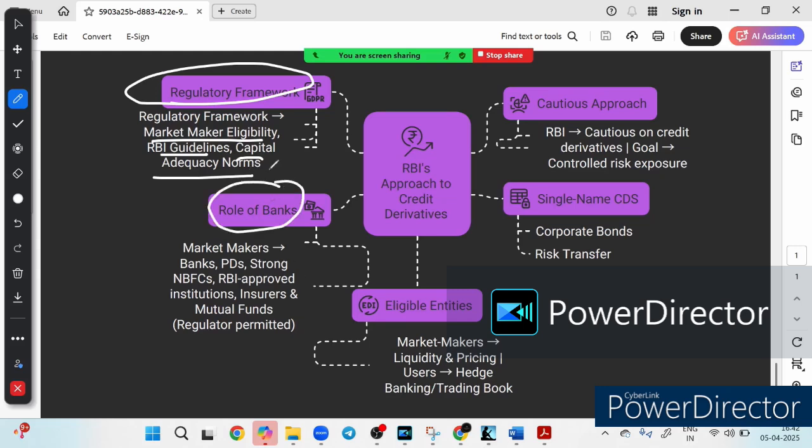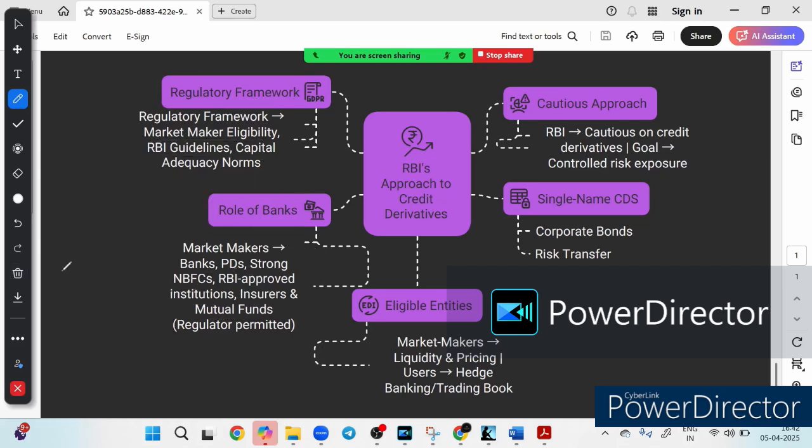And what is the role of banks here? Friends, banks and financial institutions play a key role in credit derivatives, but not just any bank can participate. See who can participate. Banks and primary dealers can participate. A strong NBFC, a non-banking financial company approved by RBI, can participate. And insurers and mutual funds, only if permitted by the regulator. If the regulator permits them, then they can participate, right? So these are the market participants in credit derivatives. You must note it down. The idea is that only well-regulated players can participate, ensuring market stability.